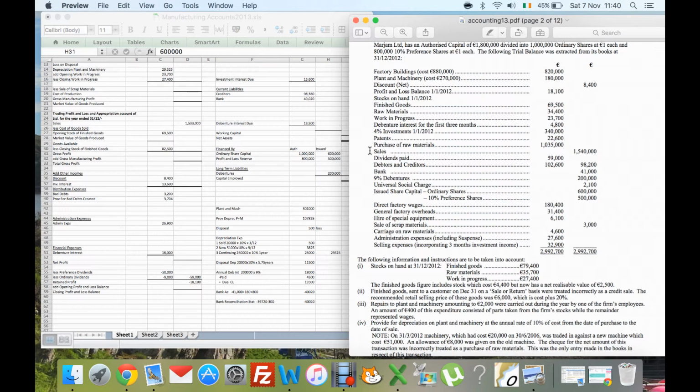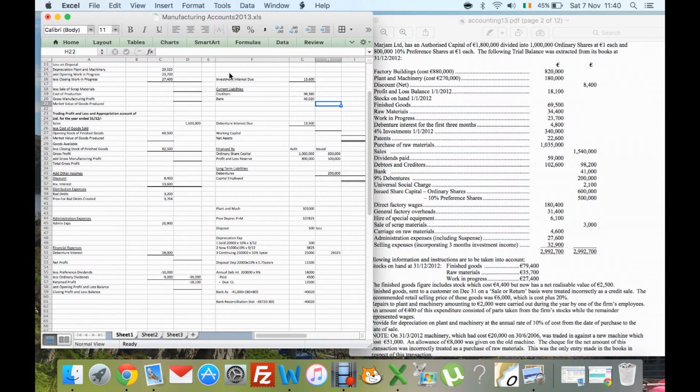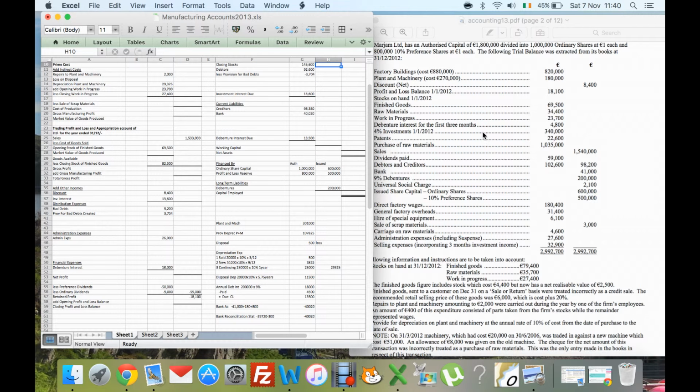Where else are we? So we've dealt with dividends, debtors, and creditors. I think we had dealt with debtors already. Yeah. Bank, we've dealt with bank. We've dealt with our 9% debentures, just quickly making sure to put the debentures in 200 grand, and we've got debenture interest due. We've dealt with that.